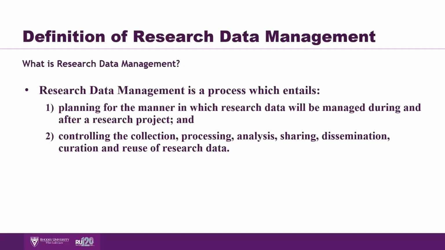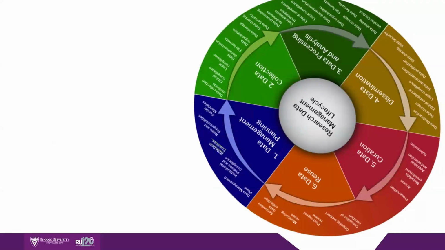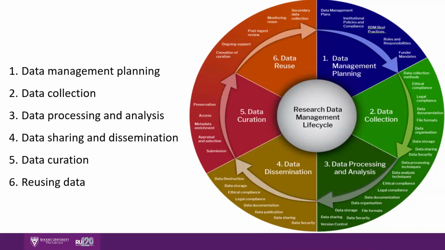This is a definition that emerges out of the research data management lifecycle that you see on the screen here, which has 6 stages as well as sub-stages for each of these stages. And these are those 6 steps that you see: data management planning, data collection, data processing and analysis, data sharing and dissemination, data curation, and finally, the reusing of data stage. What we're focusing on today is literally the very first step, which is why I want to reiterate that if someone has missed out on the first 2 sessions, you're not too far behind in this case.